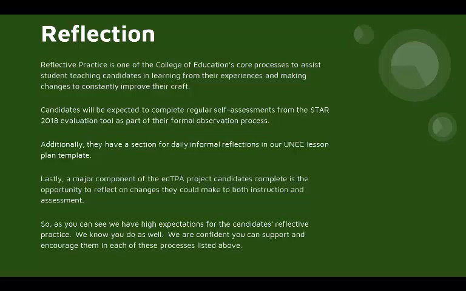Our candidates will have many opportunities for reflection, both formal and informal, throughout their program, but none more critical than the day-to-day and summative type reflections that will take place during the student teaching semester.